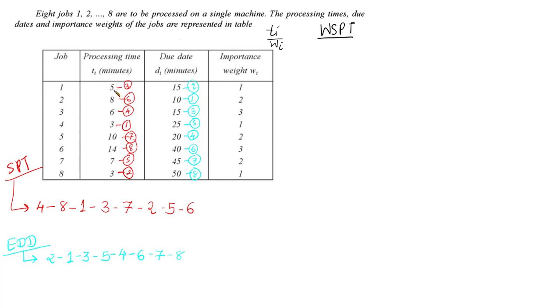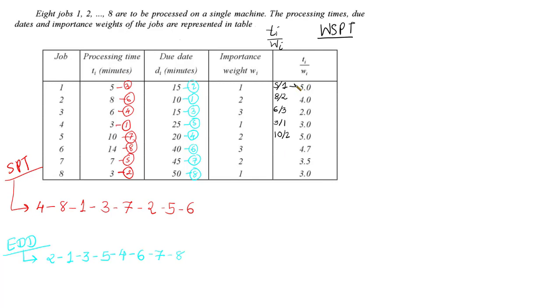It means for this job 5 divided by 1, for this one 8 divided by 2, for this one 6 divided by 3, for this one 3 divided by 1, 10 divided by 2, likewise. So we have identified the Ti by Wi ratio over here, right?